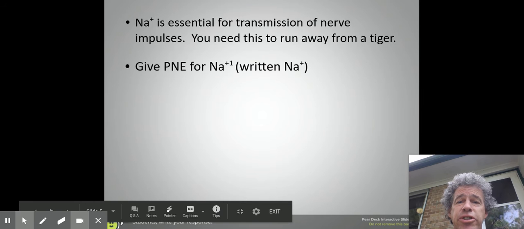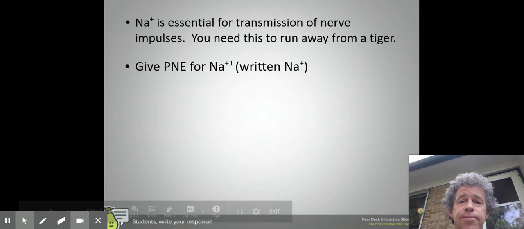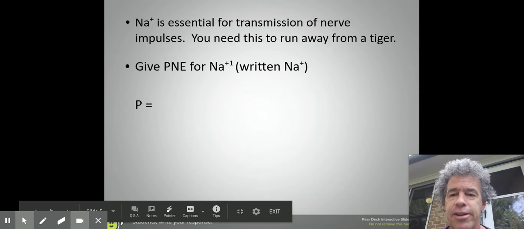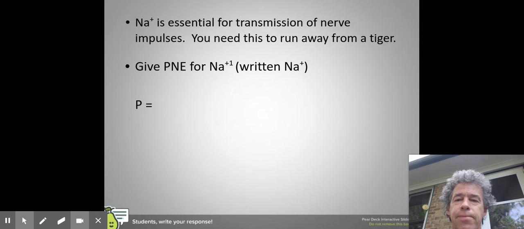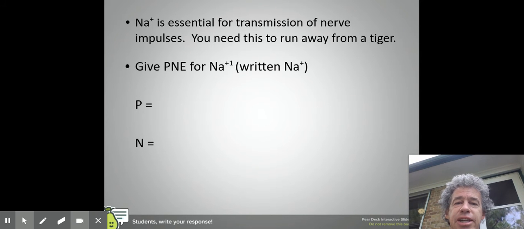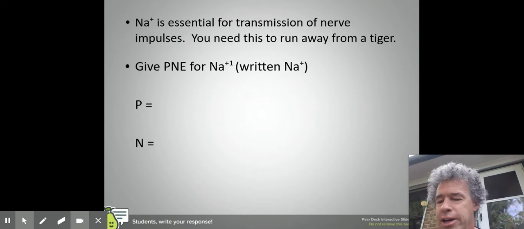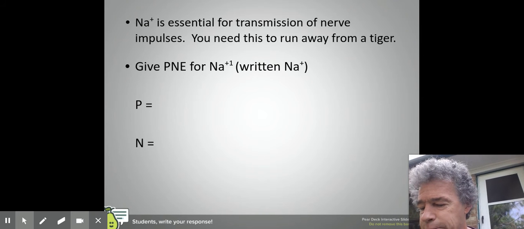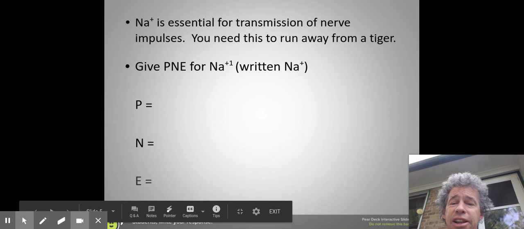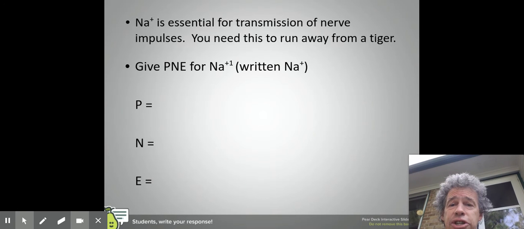So if we were asked what's the protons, neutrons, and electrons for Na+, or the sodium ion, the protons, again, would be the same thing, 11, as for sodium. Protons determine the element. Neutrons, again, we haven't changed the number of neutrons here, so that's going to be 23 minus 11, or 12. But now the electrons is going to equal the number of protons minus the charge, or in this case, 11 minus 1, which would be 10.